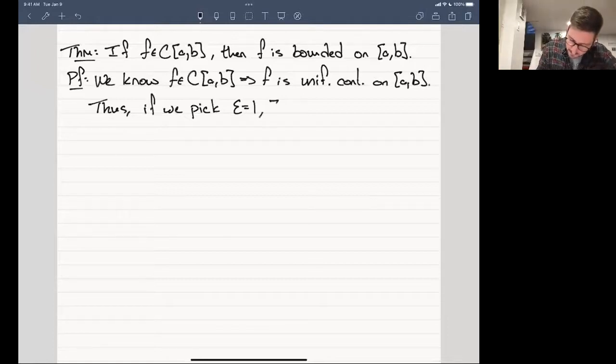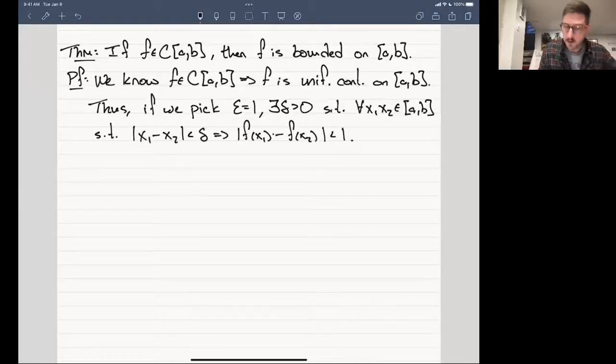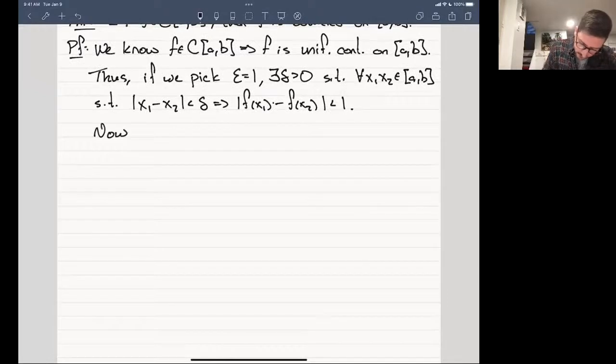And then there exists a delta greater than 0 such that for all x1 and x2 in the domain such that they are within delta of each other, this implies that f of x1 minus f of x2 is less than 1, right? That's my value of epsilon in this case. So I substituted epsilon for 1. So now consider the sequence.